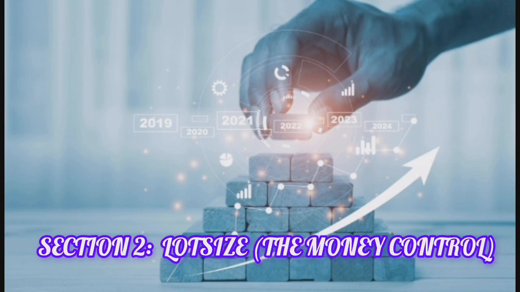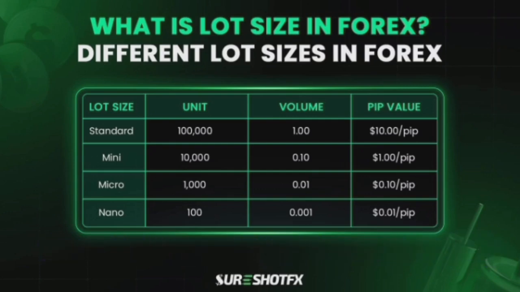Section 2. Lot size, the money control. So what is lot size? Lot size controls how much money you make per pip. Same movement, but different lot size gives different result. That means your lot size controls your risk.